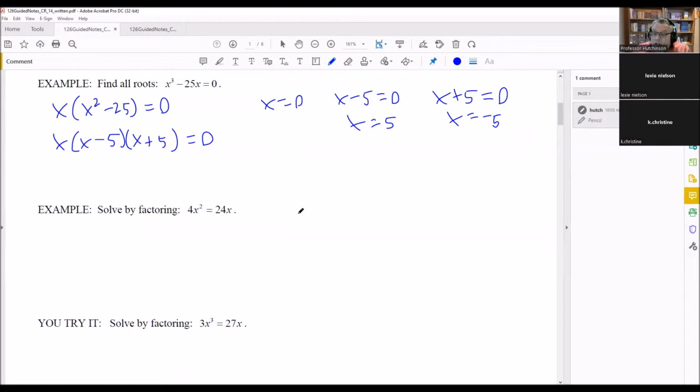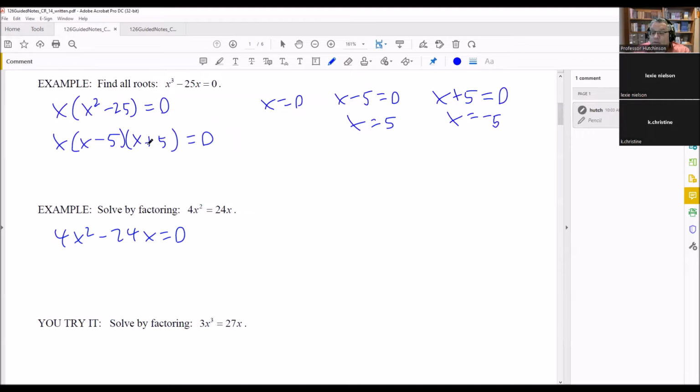This next one, it's very easy to make a mistake on this kind of problem. The first thing that you might think of on a problem like this would be to divide both sides by x. But you don't want to do that because that's going to eliminate one of your answers. The correct way of doing this is to get it equal to 0. So I'm going to subtract the 24x over to the other side first.